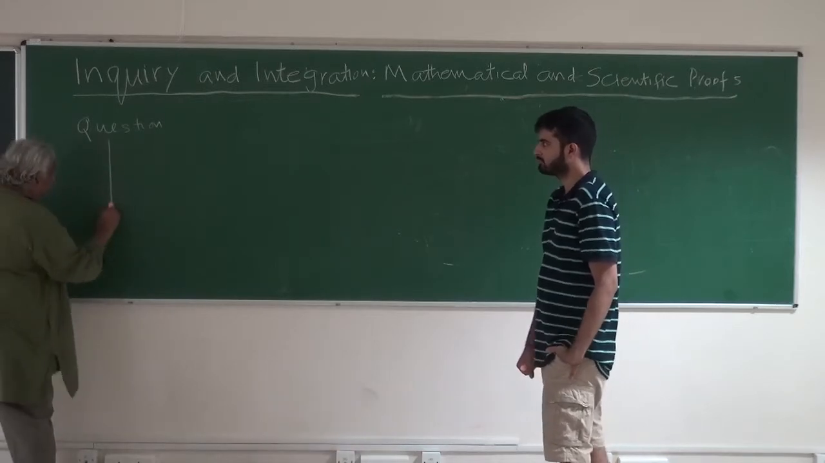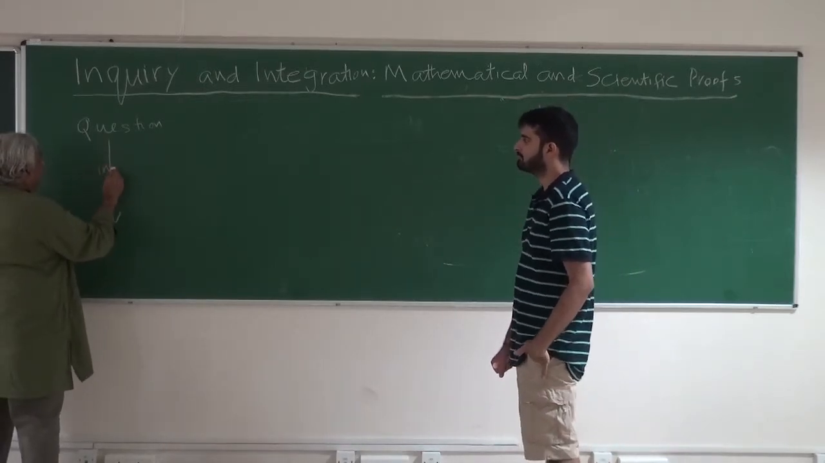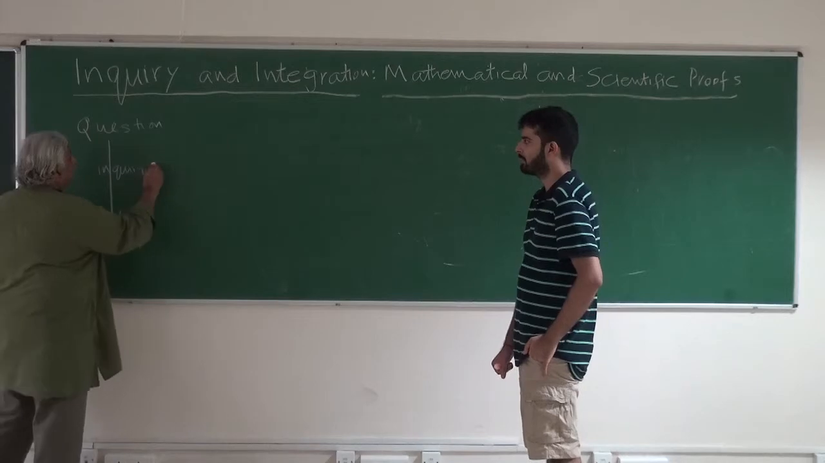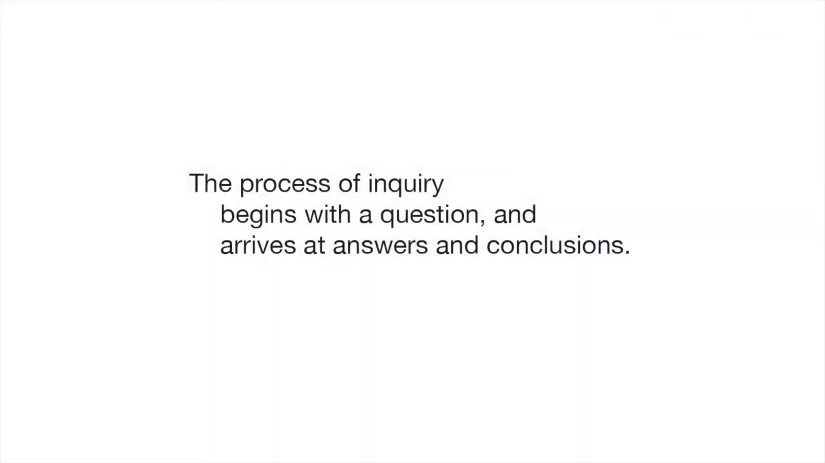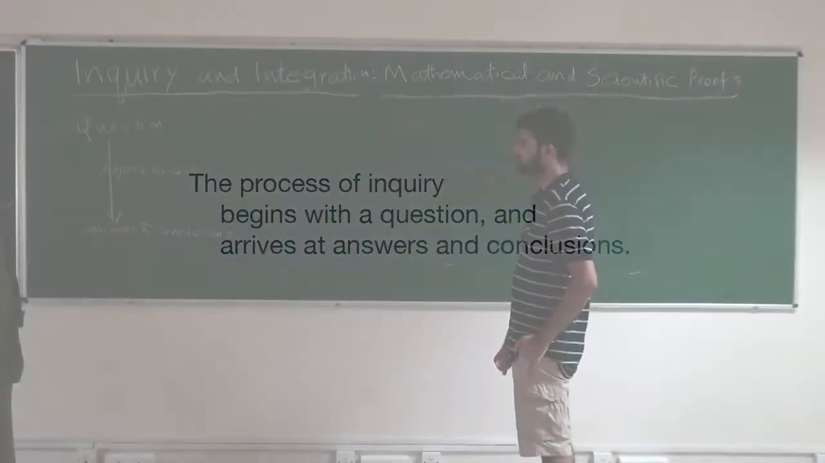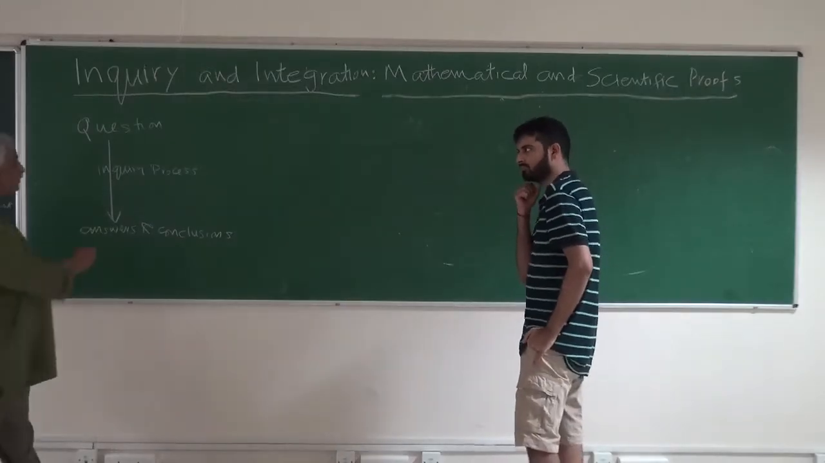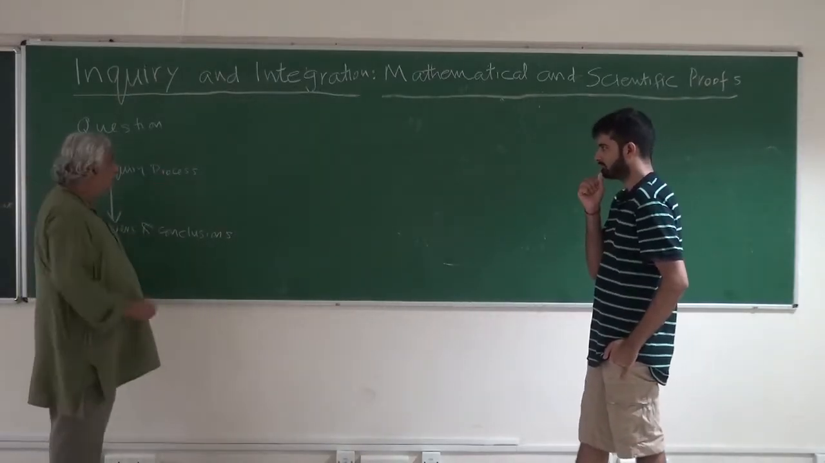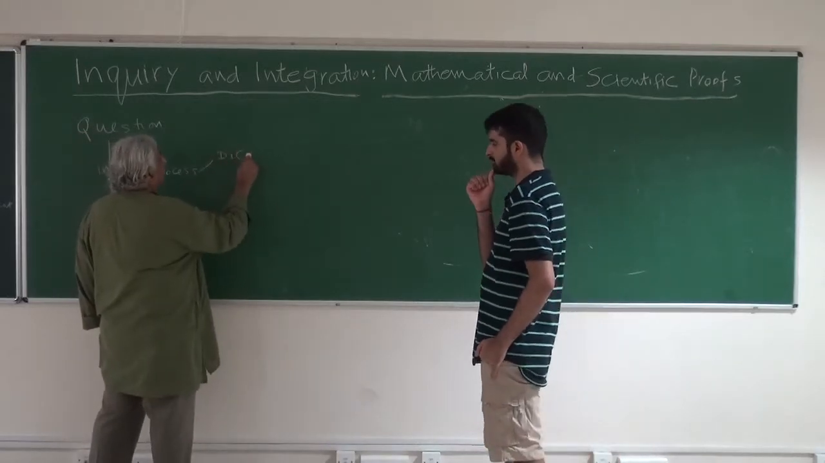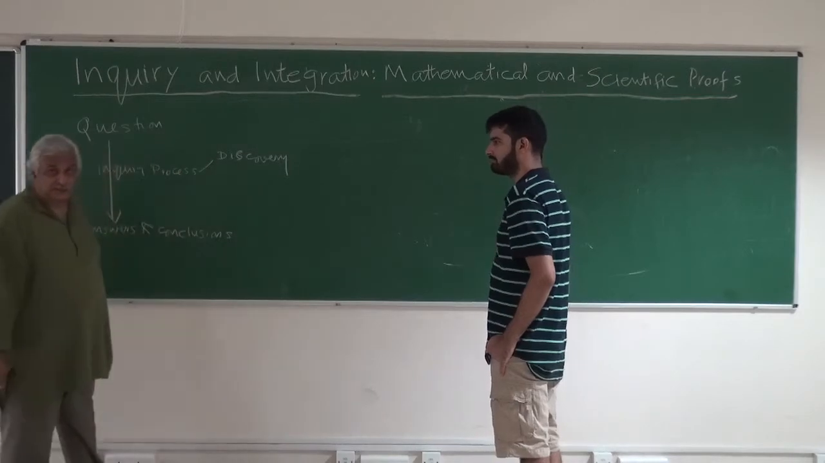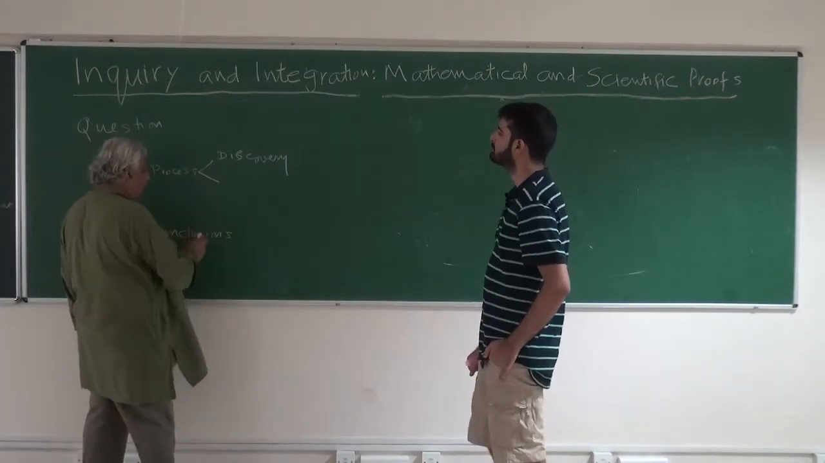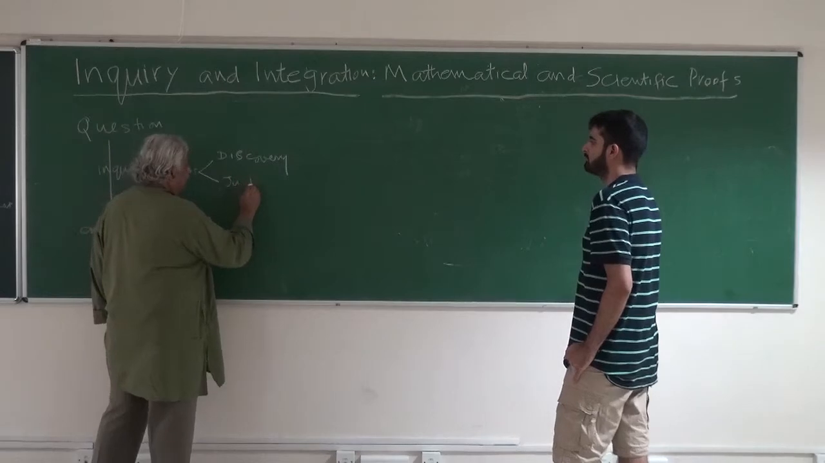And it goes through a process of inquiry, and arrives at answers and conclusions. That's what we sketched in the last session. This process involves the process of discovering the answers, arriving at the answers, and having arrived at the answers and the conclusion, the process of justification.